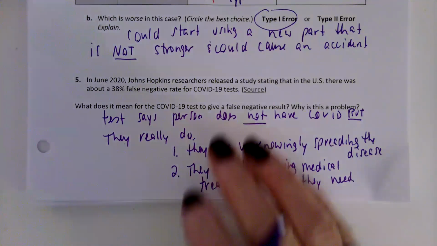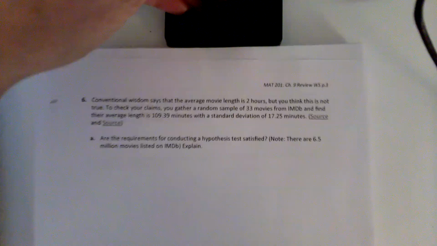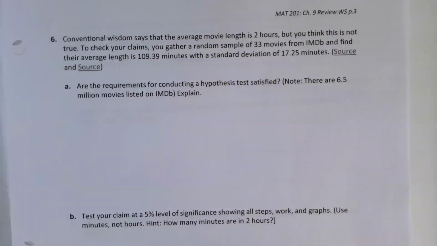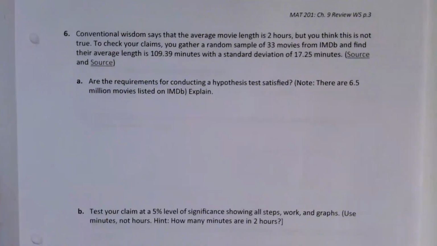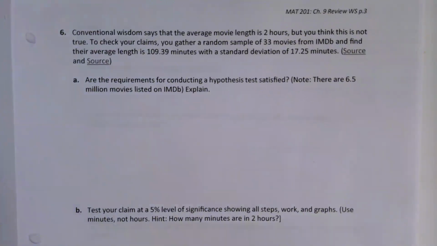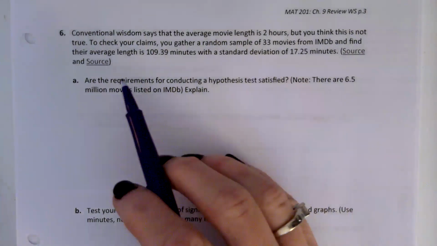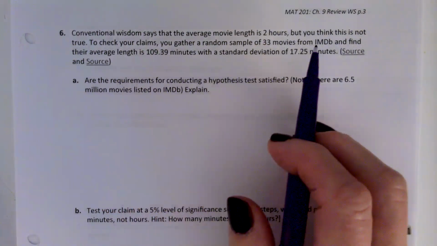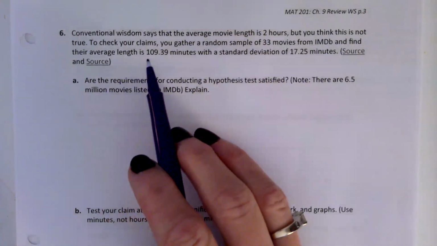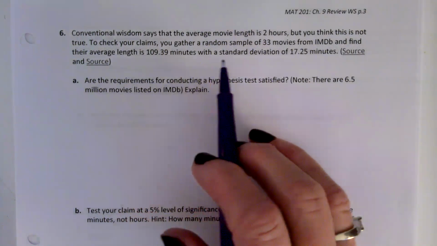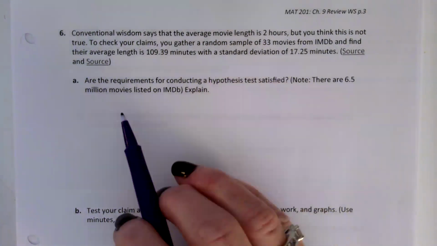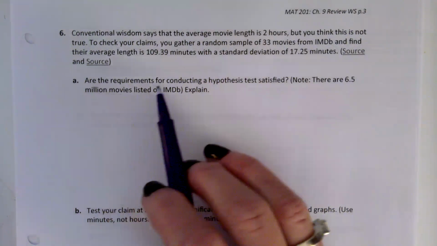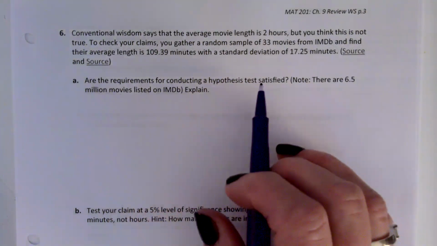Okay. Let's look at question 6. Question 6 is one big hypothesis test. So let's read through this. It says, conventional wisdom says that the average movie length is 2 hours, but you think this is not true. To check your claims, you gather a random sample of 33 movies from IMDb and find their average length is about 109.39 minutes with a standard deviation of 17.25 minutes. Okay. Are the requirements for conducting a hypothesis test satisfied?